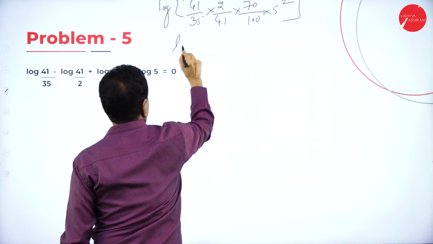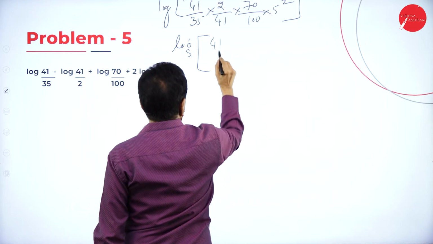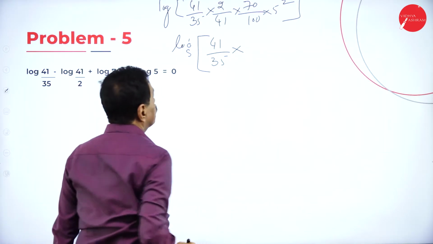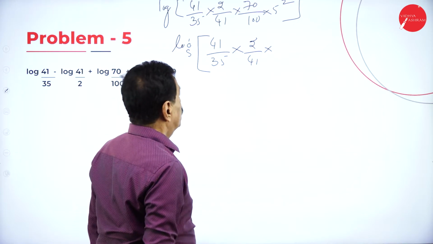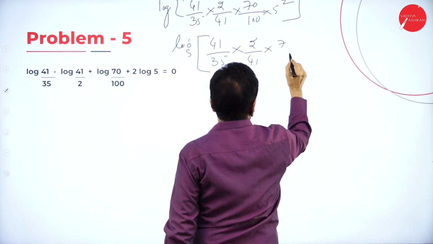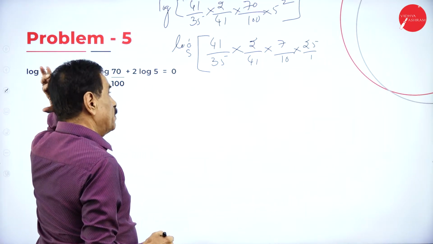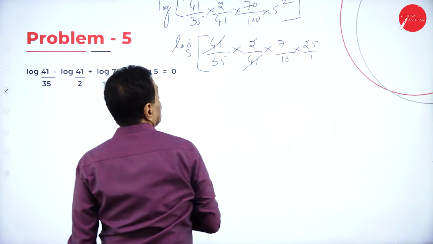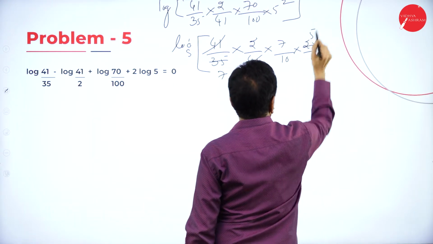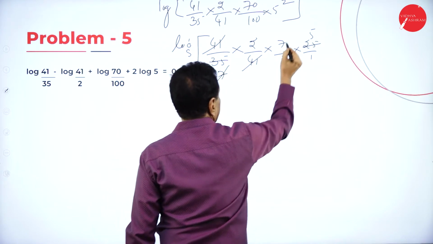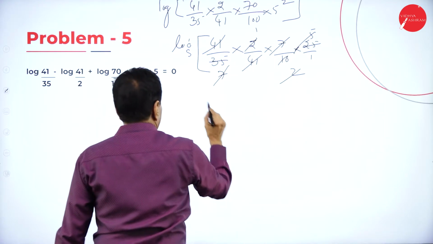Once again, log 41 divided by 35, 2 divided by 41. So this can be simplified. 7 divided by 10, this is 25. So simplify. 41 will go out. 5 sevens are, 5 fives are, 7 cancelled out. 5 twos are, 2 ones are. It is log 1.